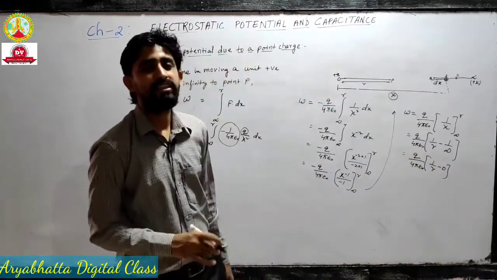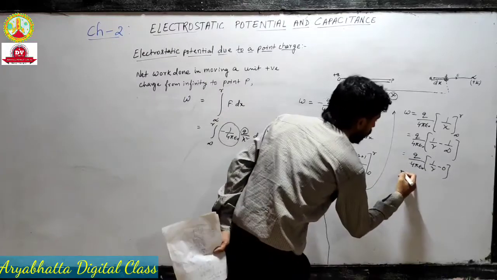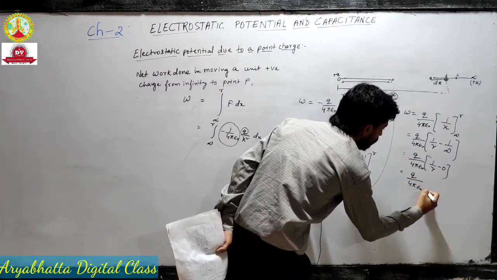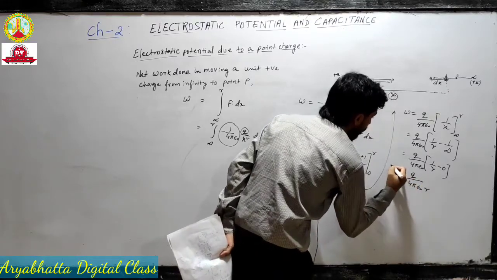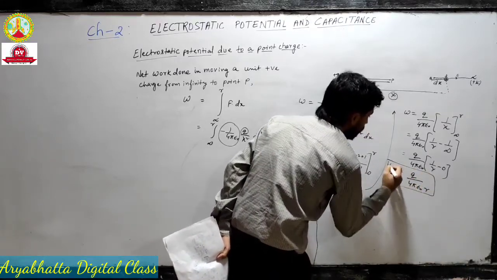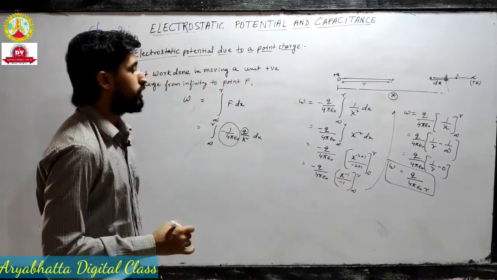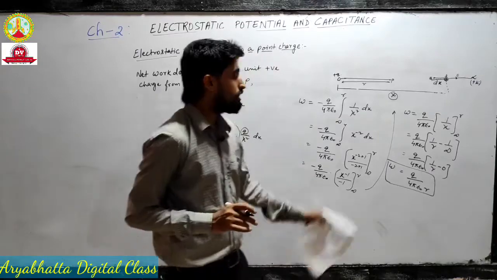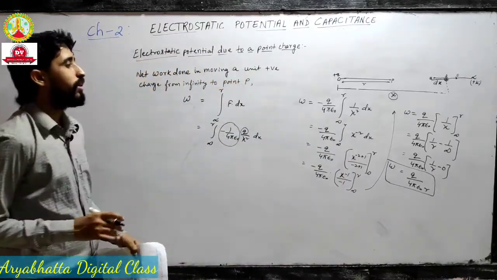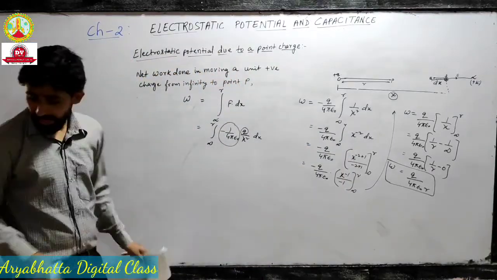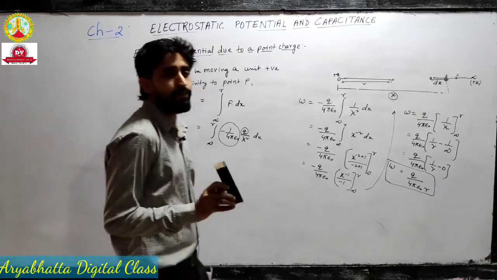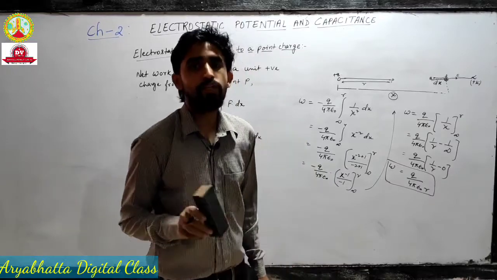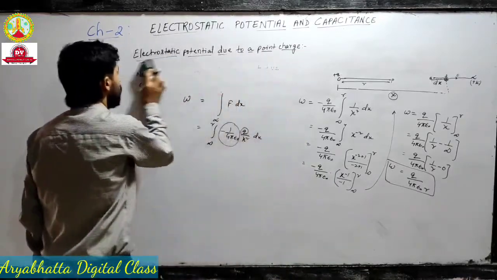Always remember, 1 by infinity is nothing but 0. So resultant work, you will get something like this. See, W is equal to Q by 4 pi epsilon naught r. So this is the total work done from infinity to point P. As we have discussed, work done is nothing but the electrostatic potential. So what will we write here?